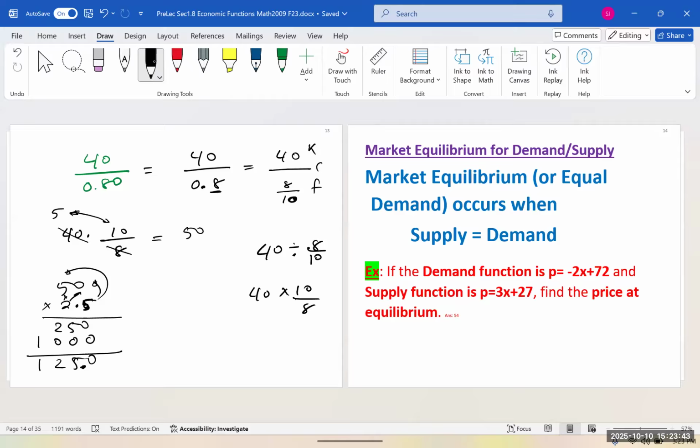Did you find an answer yet? Did you find the answer yet for this question? What's the answer? Come on. What's the answer? $8.04. The price at my equilibrium. Okay, let's see. What did you do?